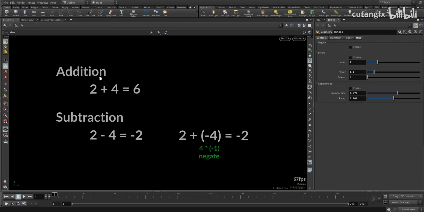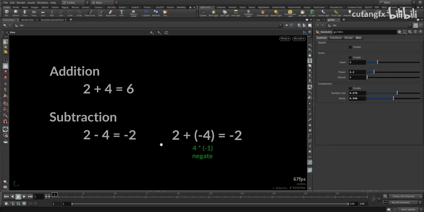Now, when it comes to addition, we all know something like 2 plus 4 is equal to 6. But 4 plus 2 is also equal to 6. So you see there, the order doesn't matter when it comes to addition. However, when it comes to subtraction, the order does matter. 2 minus 4 is negative 2, but 4 minus 2 is 2, right? So that's a very big difference. That's a difference of an entire sign, right? So the order there matters.